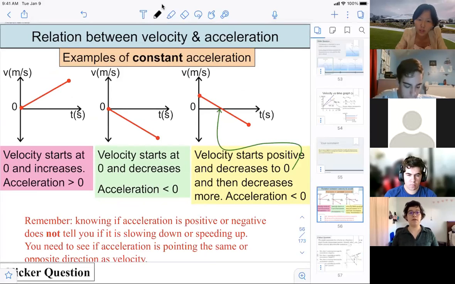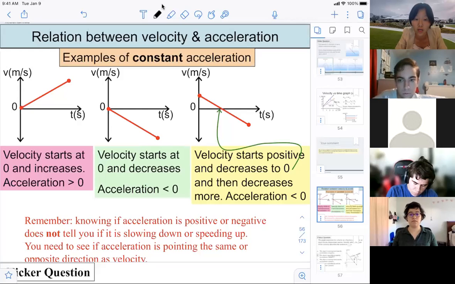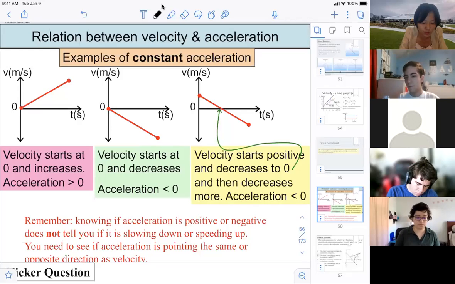Don't worry too much about whether something is positive or negative. It's only positive or negative because it is in the same or the different direction as the direction you define to be positive or negative. So you have to look at both of the signs of velocity and acceleration to see if it's speeding up or slowing down. So this one is pretty straightforward.